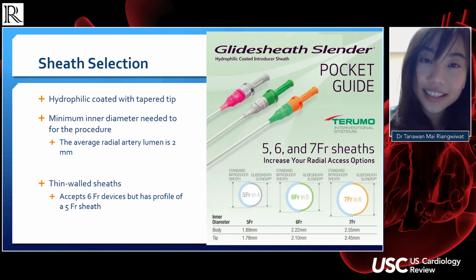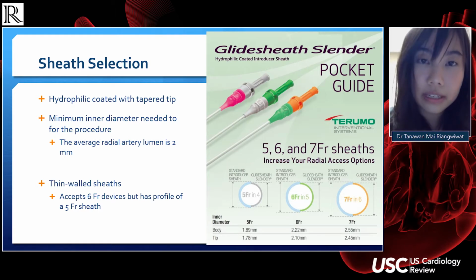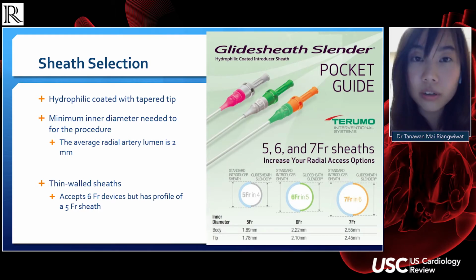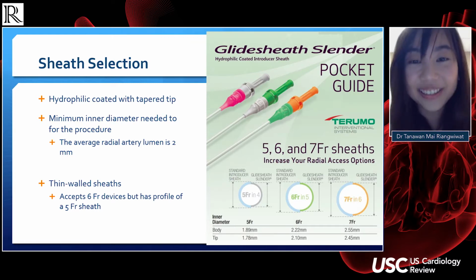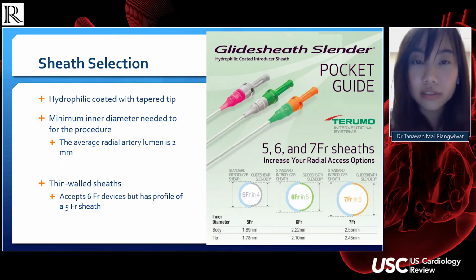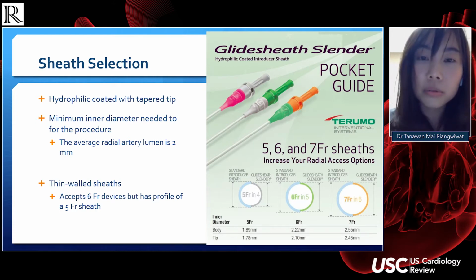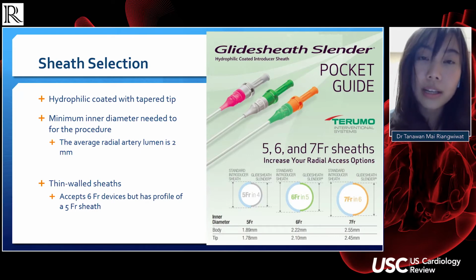Now, after getting the access, the next step is putting the sheath in. The sheath for radial access is a little different from femoral access. It is supposed to be hydrophilic coated with a tapered tip. Otherwise, it will cause some complications, which we'll mention later on. The drawback of the radial artery is that it is small, only 2 millimeters on average, so we try to use as small a sheath as possible that will allow us to finish the procedure.